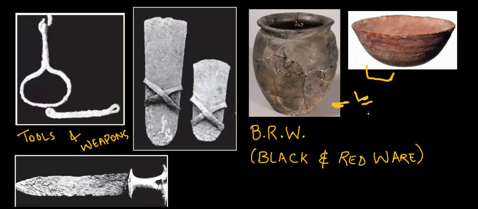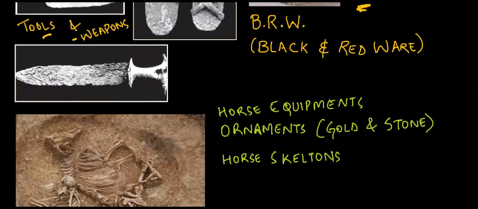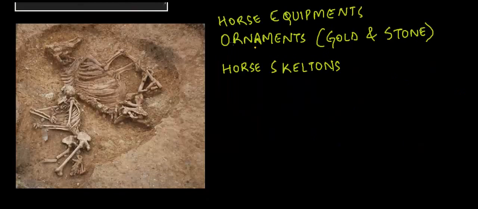Apart from those utensils, the historians have also found tools and weapons with the buried people, and at some particular places we have also found weapons or equipment related to the horse. We have also found ornaments along with the buried skeletons, and we have also found the skeletons of horses. For example, in this photograph on the left side, we can see an animal and a human being; these are skeletons we can easily recognize.